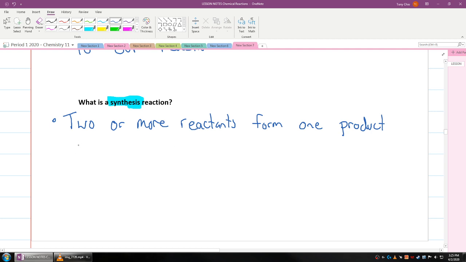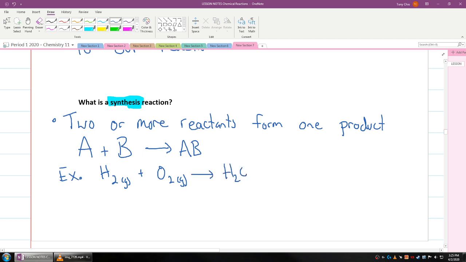So what does that look like? Well, it looks like this. You have 2 reactants or more, A plus B, will form together to form AB. They're going to join together. An example of something like that would be, for example, when hydrogen gas plus oxygen gas will join together to form water. So that's an example of a situation like that occurring.